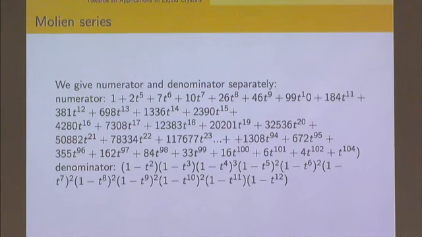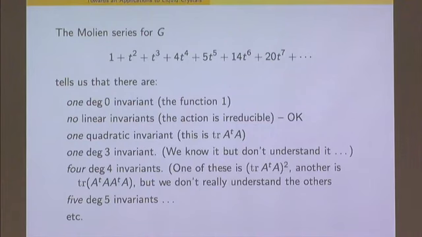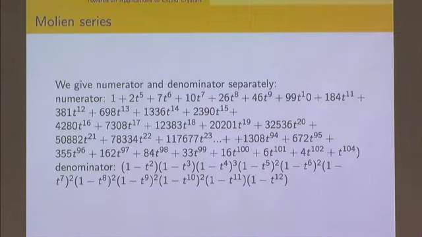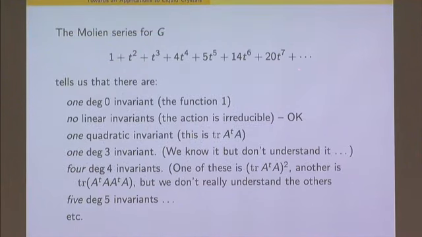which is not relying on all this information. So the Molien series, if you expand all this, you get a Molien series which starts like this here. And so the interpretation is you get one degree 0 invariant. Okay, this is the function 1. No linear invariants, which is also clear. One quadratic invariant, which we know, and so on. This is what we can conclude from this here.